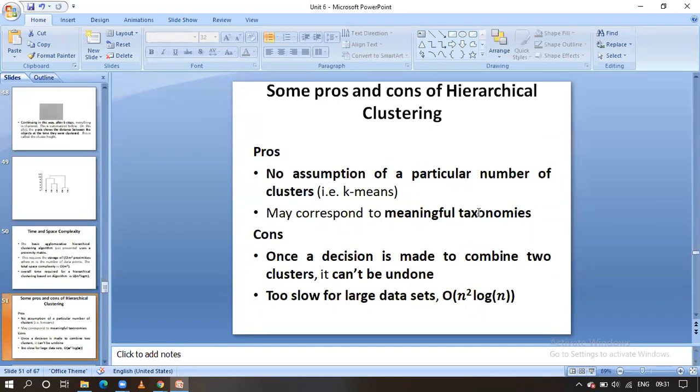Okay, and one more thing, guys, this process is very slow if you take a large data set. Why? Because the time complexity related to this one is order of n square log n. That is the time complexity. And this much time it will take to construct the agglomerative hierarchical clustering dendrograms if the data set is very large. Okay, that is also one of the disadvantages of hierarchical clustering, guys.